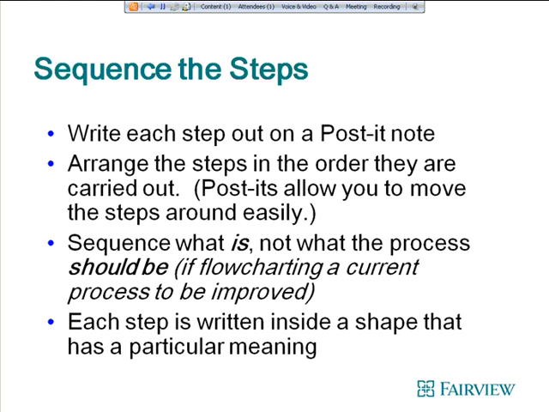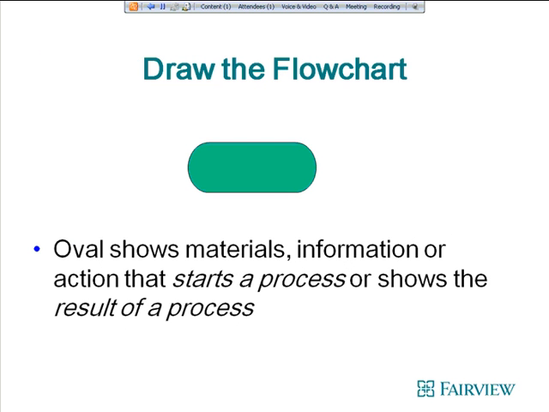The shape in front of you, an oval. Ovals show materials, information, or action that starts the process or shows the result of a process. I think, to my mind, when I first got started doing this, you start with an oval, you end with an oval. So if you're looking at a particularly busy flow chart, if you can find those two, then you can understand where the start and end points are.